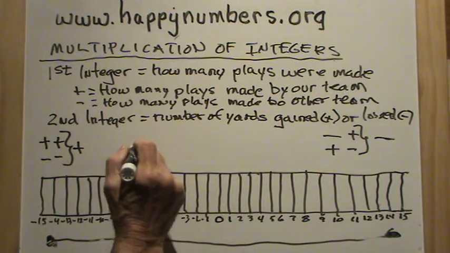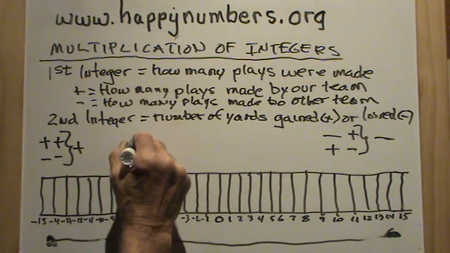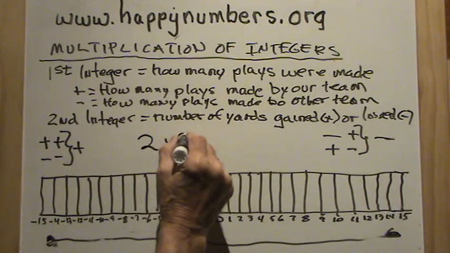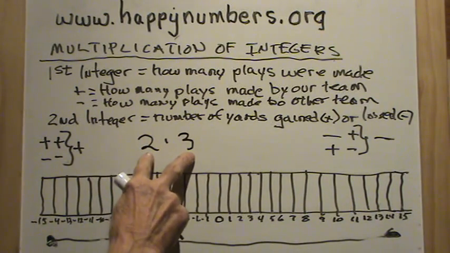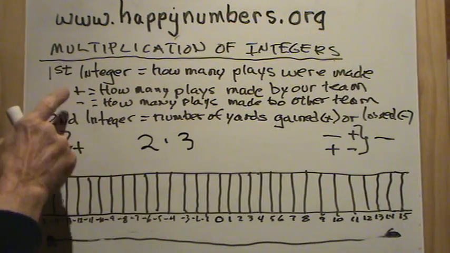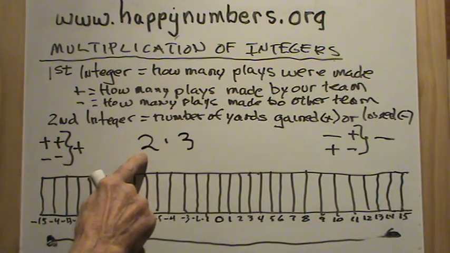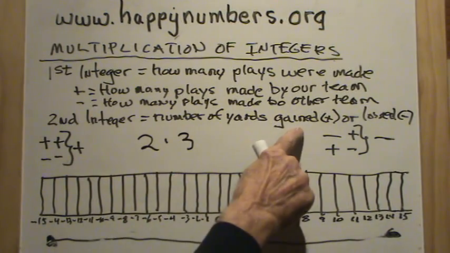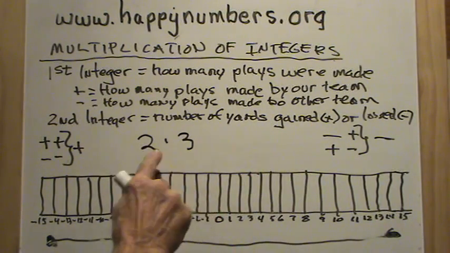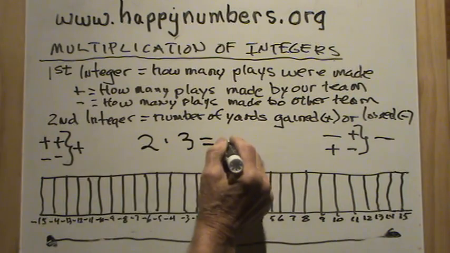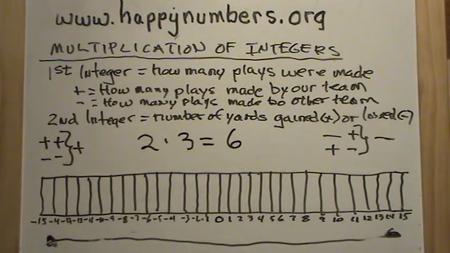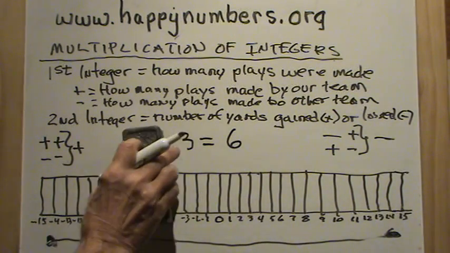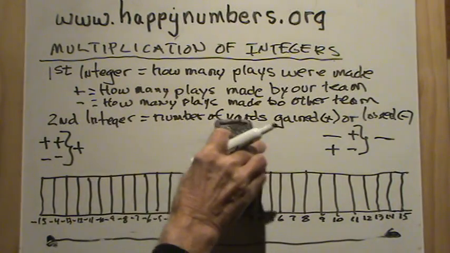Let's take the football example again, and let's take 2 times 3. Well, both these numbers are positive. The first number being positive means our team made 2 plays, and each time we made the 2 plays, we gained, because it's positive, 3 yards. So we wound up gaining 6 yards, which is positive 6. So positive times positive.